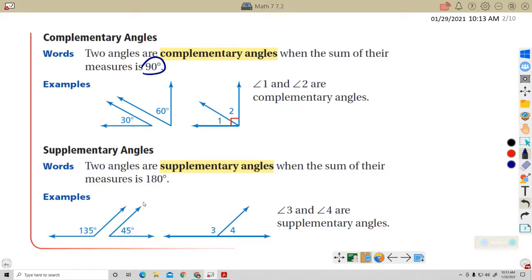Supplementary angles is when the sum of the angles equals 180. So in this example, 135 and 45-degree angles, are they supplementary? Yes, because if I add the measures of these two angles together, I'll get 180 degrees. So they're supplementary angles.